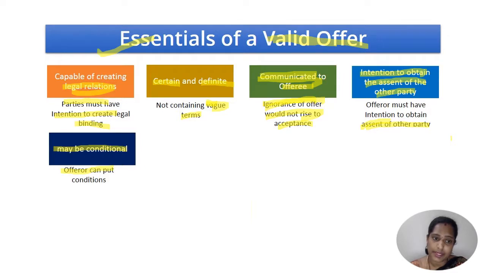Offerer can put conditions. So here, when I am giving an offer, I can make it conditional, because when I am offering, I can tell, see, if you are purchasing, if you are a shareholder, if you are purchasing, even though if you are not purchasing 50% of share, but if you are purchasing 45% of share, I'll give an offer that I'll consider you as my partner.